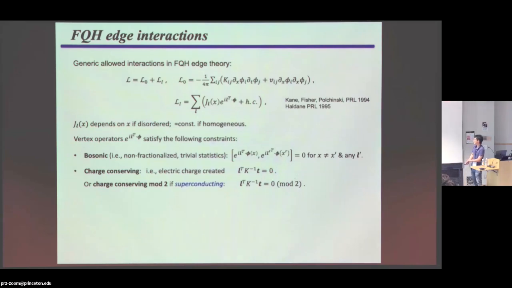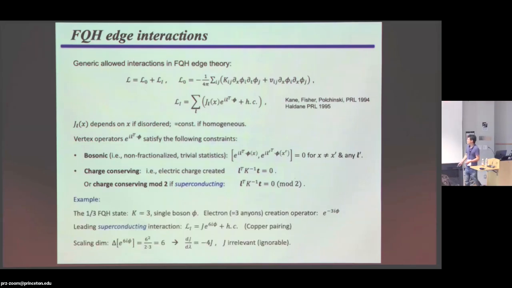Also, if you consider adding superconductivity to your edge states, which is what I'm more interested in later in the talk, then you only require the charge you created to be 0 mod 2. You can tunnel Cooper pairs to a superconductor attached to the fractional quantum Hall edge state.